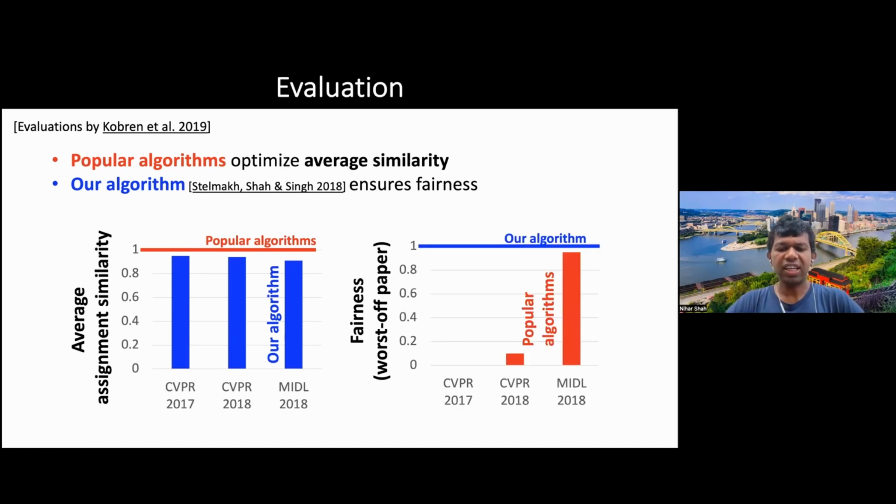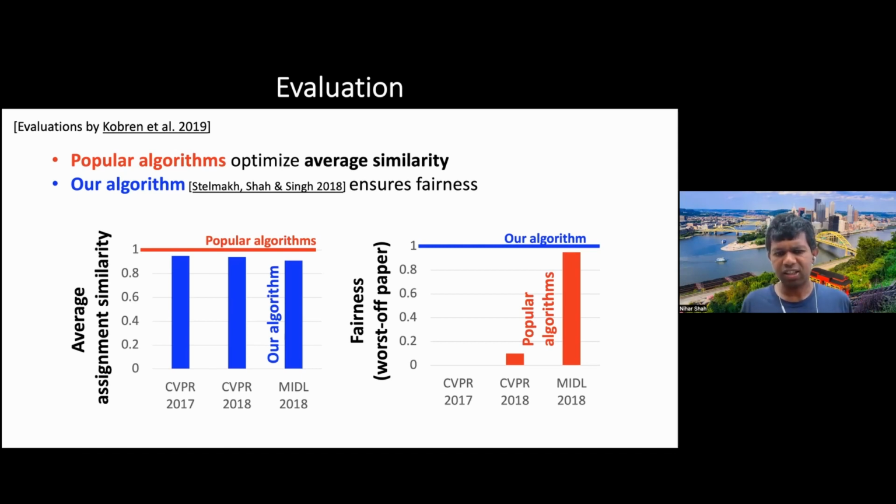Now the plot on the right is the fairness. That is, how does the worst paper fare? Here we have normalized our algorithm to 1, which is the blue line, because we optimize for this fairness metric. And the red algorithms are these popular algorithms which optimize average similarity. You see that in CVPR 2017 and 2018, which are large venues, these popular algorithms perform really poorly, whereas in MIDL, they still do well on the fairness metric.